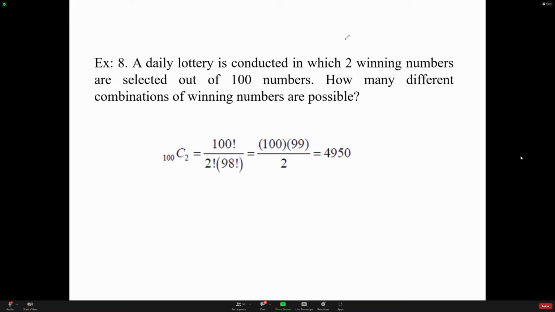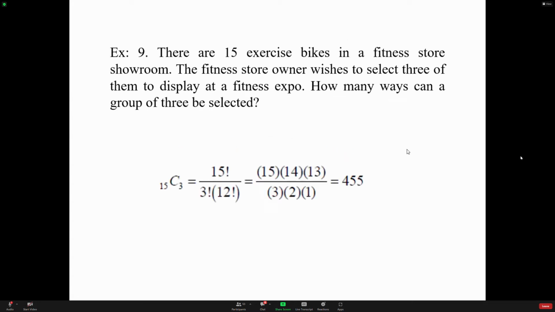Okay, I move on to the next question. This is again a combination based question. There are 15 exercise bikes, so N is 15 here. You are choosing, selecting 3 of them, so your X is 3. And you want to know how many different ways you can group these 3 to be selected.